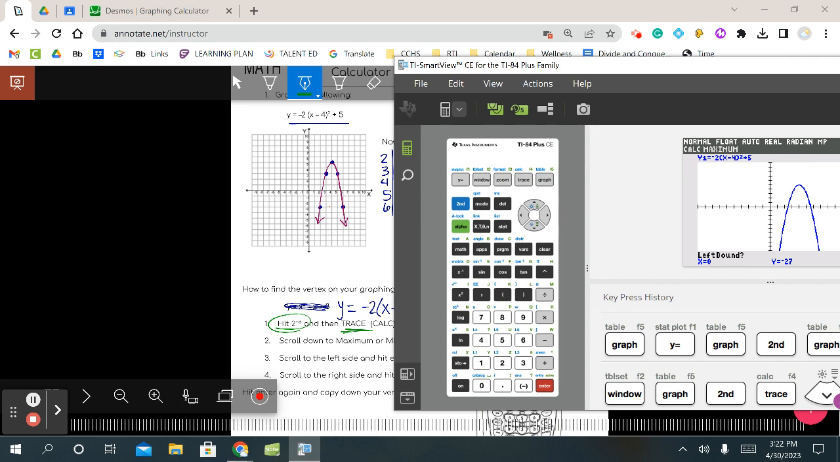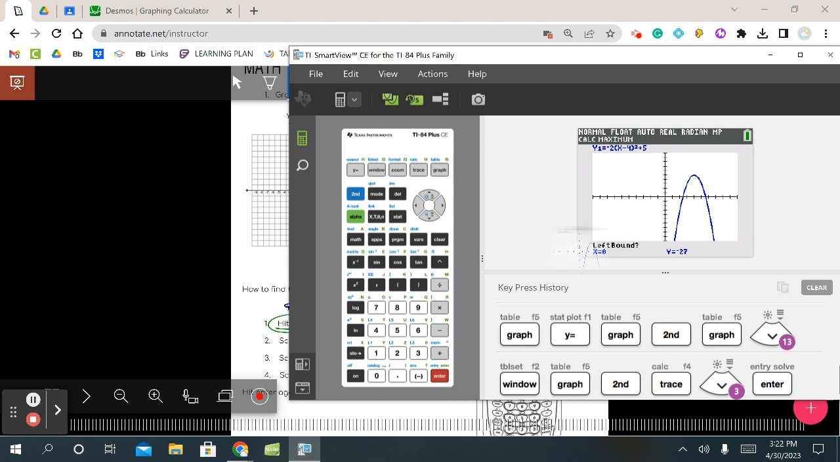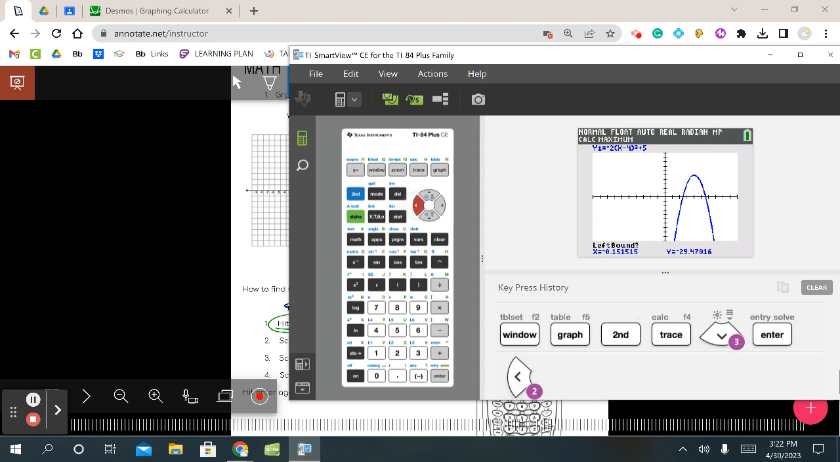Now, on your graphing calculator, down here on the bottom, hopefully you can see what I'm pointing to, it says left bound. So we're going to use our left and right arrows and find that cursor. Mine's coming up. Okay, so I want it on the left side of the vertex. Once it's on the left side, I'm going to press enter. Then it says right bound, so I'm going to bring it to the right side of the vertex. Once I get it to the right side of the vertex, I'm going to press enter.